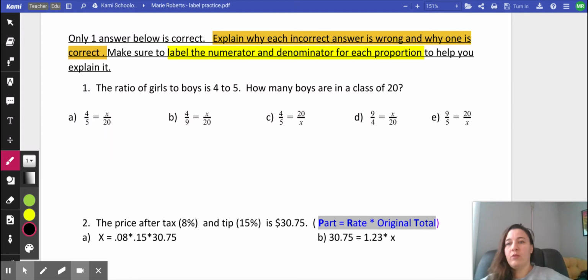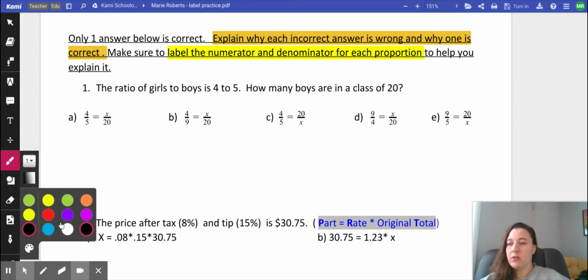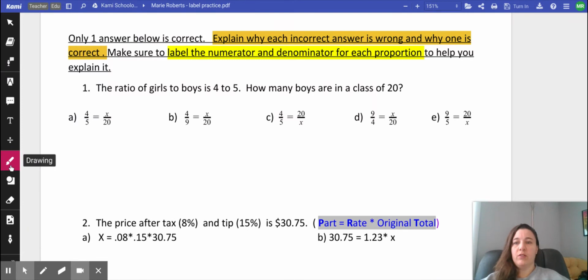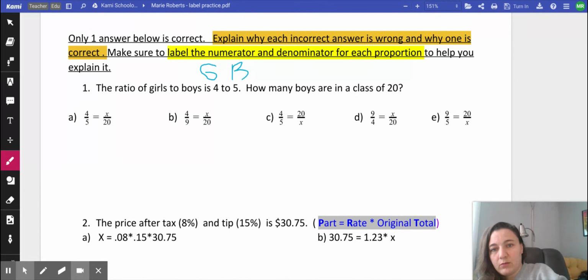All right, so the scenario is, what color should I use? I'll go with blue. The ratio of girls to boys is 4 to 5. I'm going to label it even in the word problem. Girls to boys. 4 girls, 5 boys, because it's respectively in that order. How many boys, I want boys, are in a class of 20? So we're going to come over here.